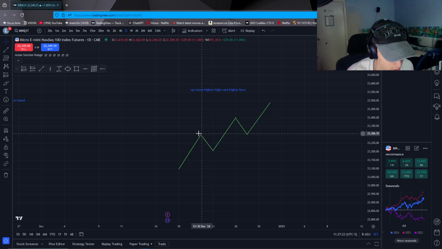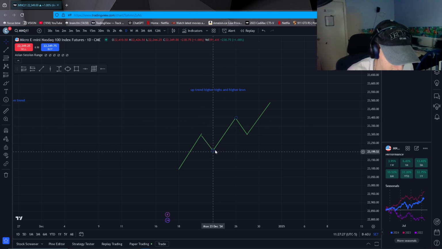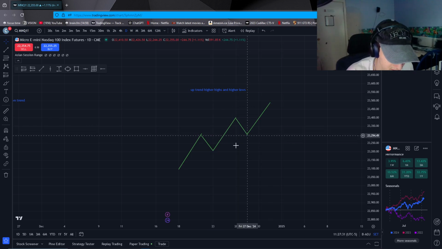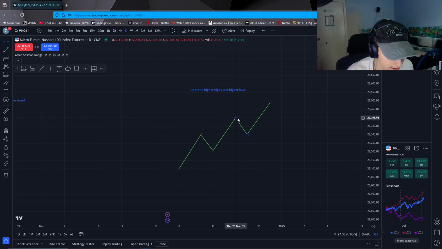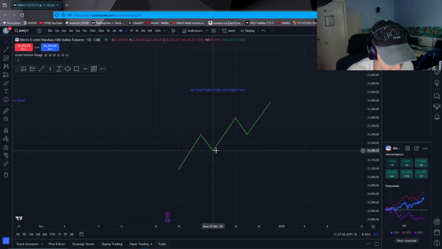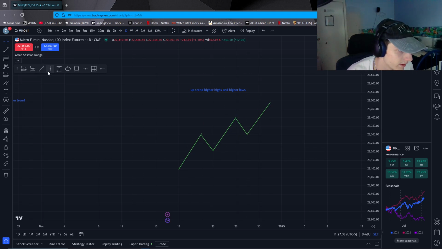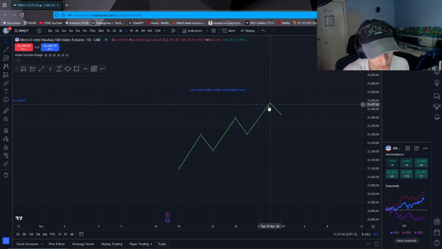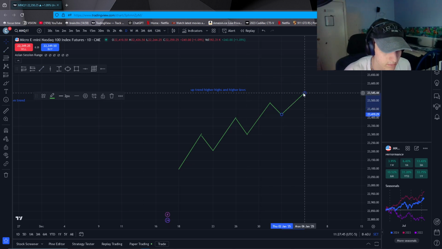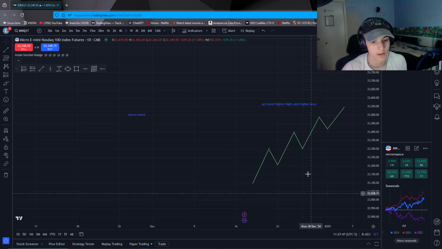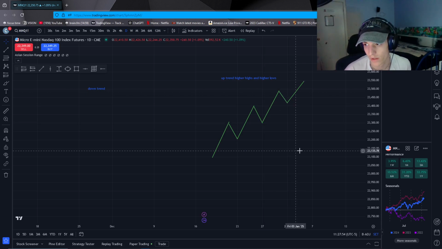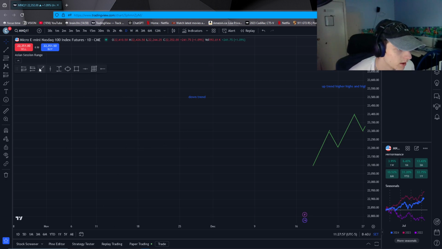So what makes a high? A move up and a move down. That's a high. What makes a low? A move down and a move up. That's a low. Higher high, higher high, higher high, higher low, higher low. Then it would probably create another low like that, or another high, and then another low. Okay? This is an uptrend. High, low, high, low, high, low. Okay? Now a downtrend.